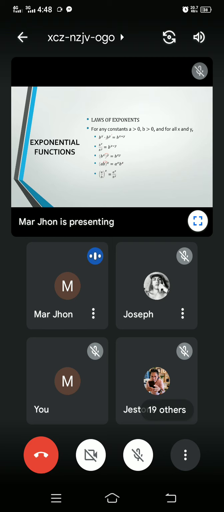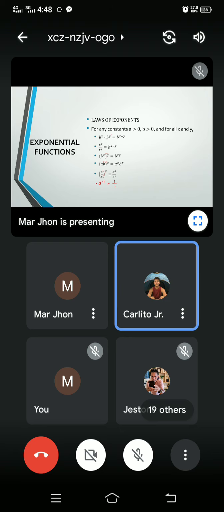Then kung division, pareho ra gyapon. I-distribute ra gyapon nimo ang exponent niya. So a to the power of x over b to the power of x. Then also, kulang diri, a to the power of negative 1, it is equal also to 1 over a.